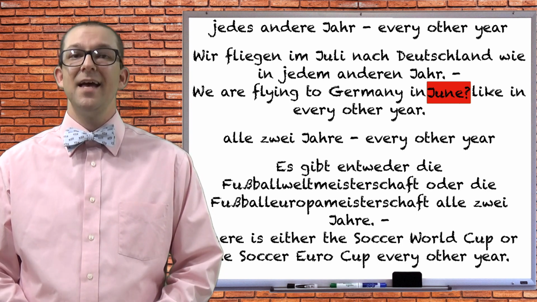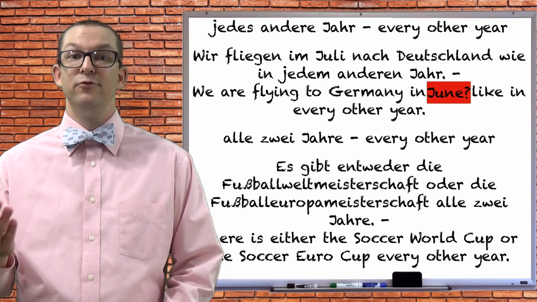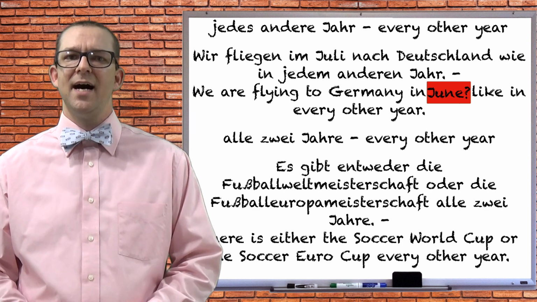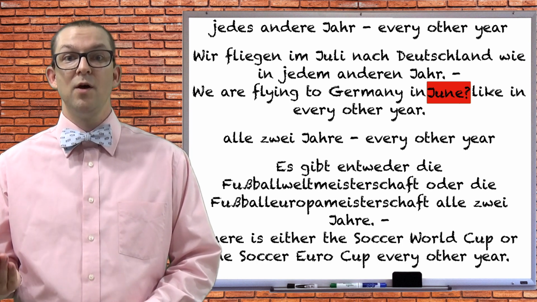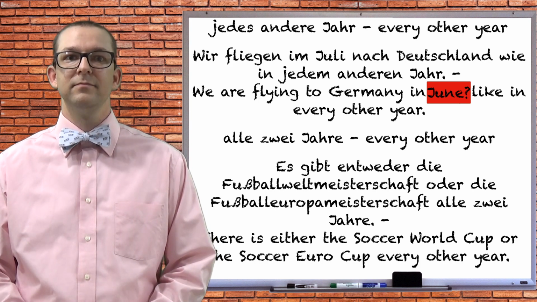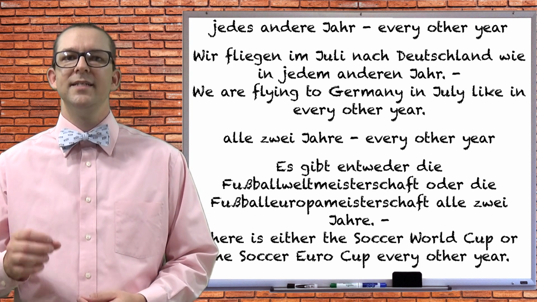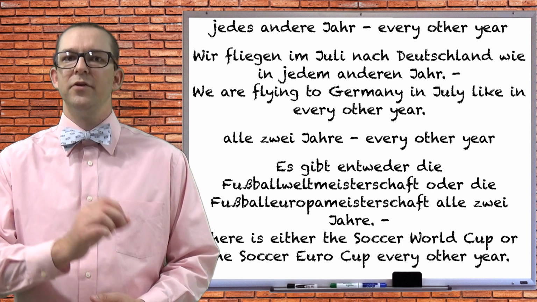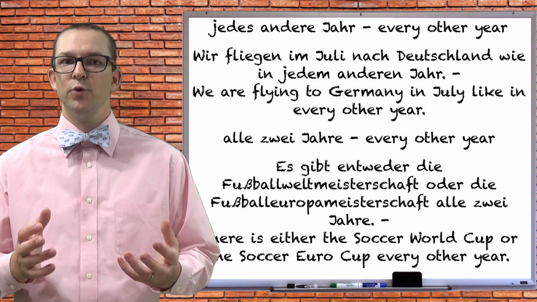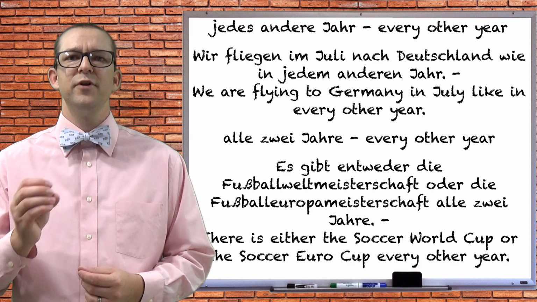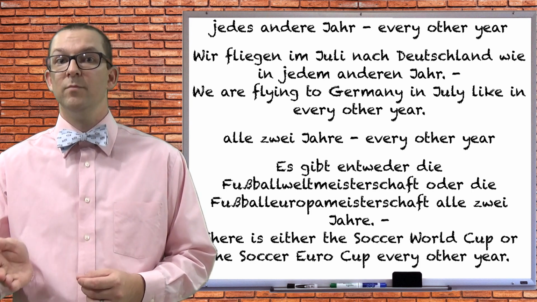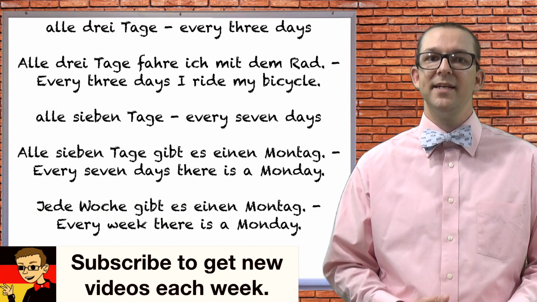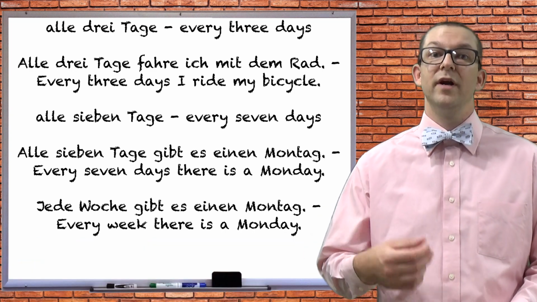Alle 2 Jahre, every other year. Es gibt entweder die Fußball-Weltmeisterschaft oder die Fußball-Europameisterschaft, alle 2 Jahre. There is either the Soccer World Cup or the Soccer Euro Cup every other year. In this example, we have to go back to the phrase alle 2 Jahre instead of jedes andere Jahr, because we don't mean every other year compared to all of the other years in the group about which we are speaking, but rather every other year in the sense of even numbers or odd numbers of years. Similar problems appear with other spans of time. Days, for example, can be identified as every other or every 2 or every 3 or 4.